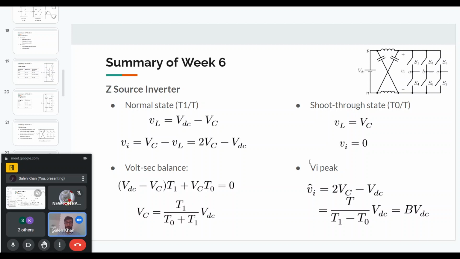And if we want to find the peak of the VI voltage, the peak will be in the normal state, because in the shoot-through state VI is equal to 0. So the peak of VI is given by 2 VC minus VDC. If we substitute the value of VC from the volt-second balance equation, we get VI is equal to T divided by T1 minus T0 times VDC.